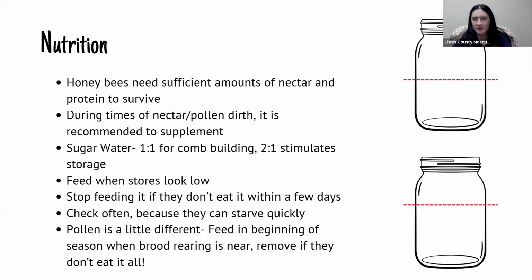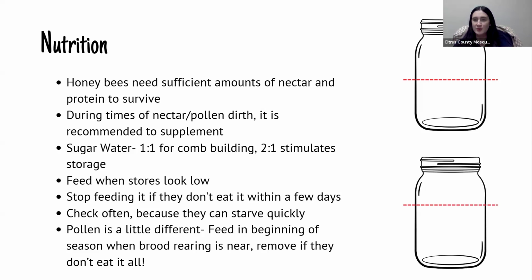Pollen is a little different though with timing, so you want to feed that more in the beginning of the season, like spring and summer, when brood rearing is really ramping up and they're wanting to swarm and reproduce and go out and have their drones mate with other queens. Spring and summer is a huge time for brood rearing. So if it's winter and they're not brood rearing and they're going dormant for the winter, don't worry about feeding a pollen patty because they're not going to be using it up as much.